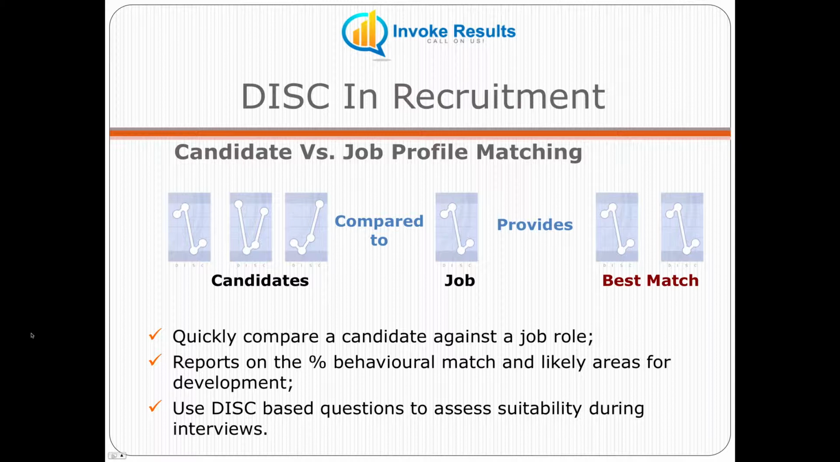We can get a percentage behavioural match and likely areas for development, because you're not always going to find someone that is a 100% match. And then within the full Discus report, it provides some questions to ask during interviews. And today I'm going to give you a few samples of that type of question that you might be able to use.